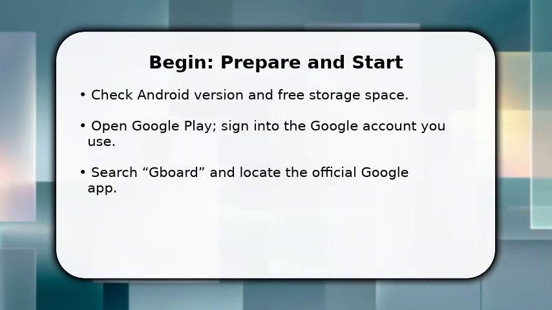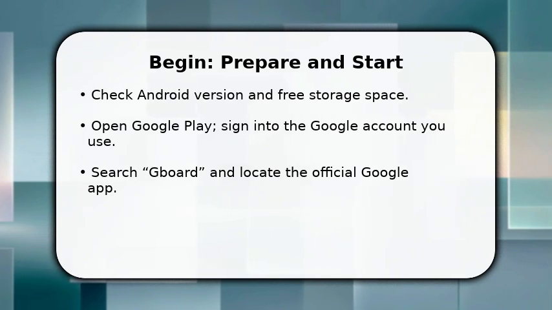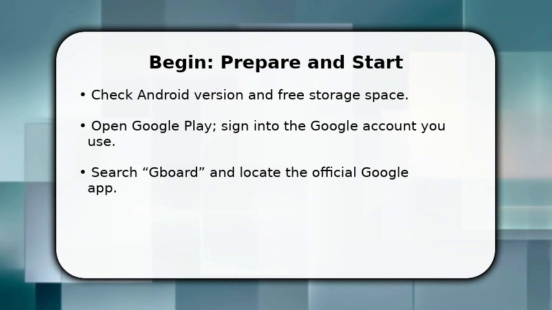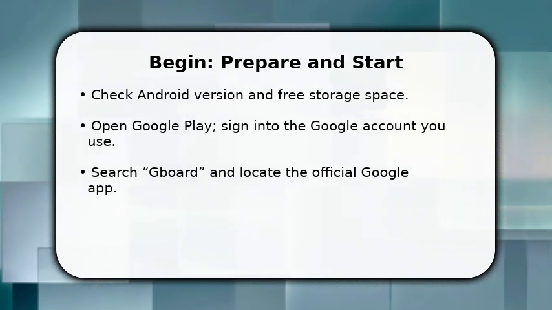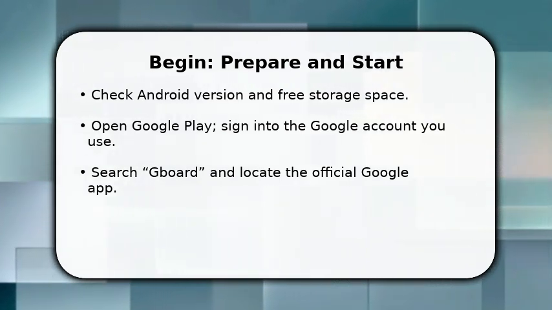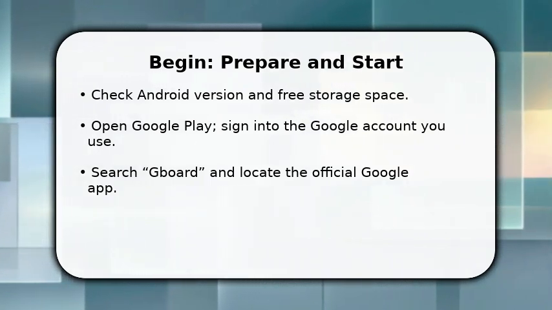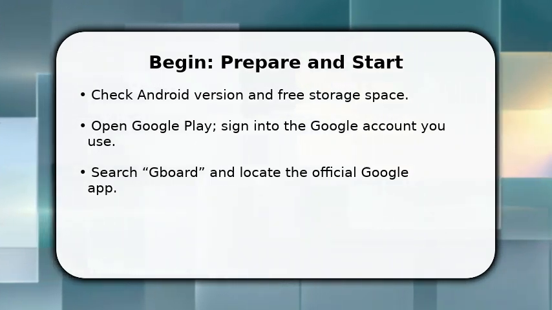You'll start by confirming your device meets basic needs, Android version and at least a few hundred megabytes free. Once done, open Google Play and make sure you're signed into the correct Google account. Use the search bar to find Gboard, the official Google keyboard. Tap the app to view details. Make sure the publisher is Google.